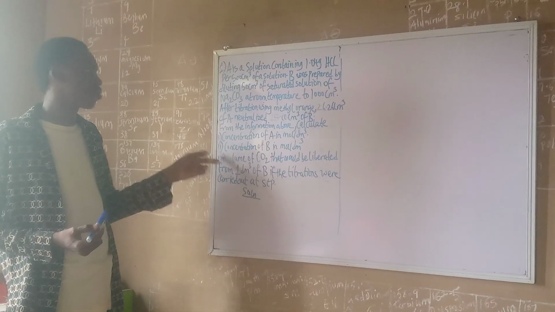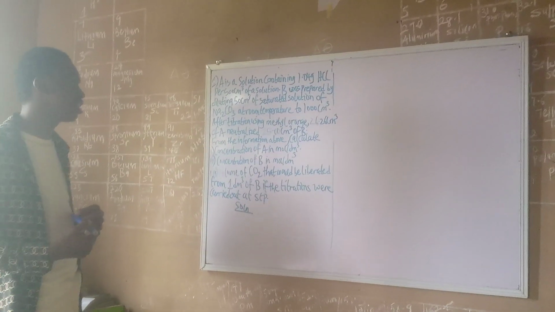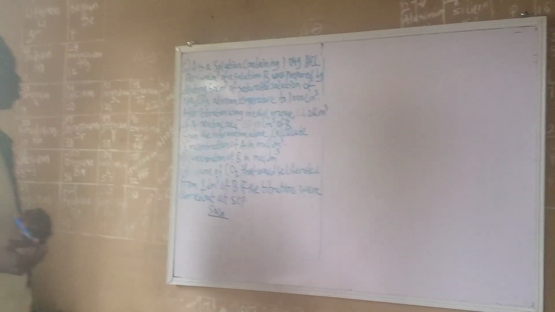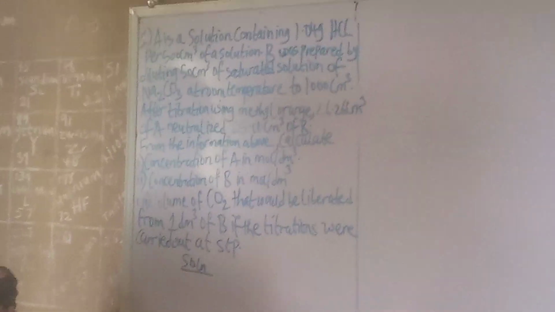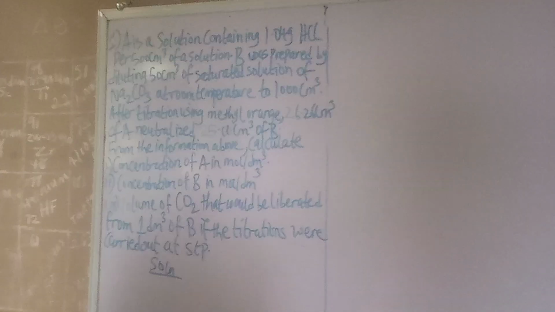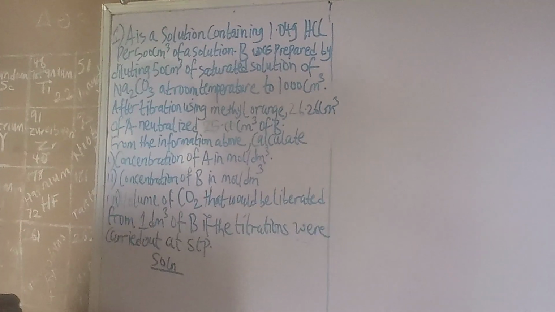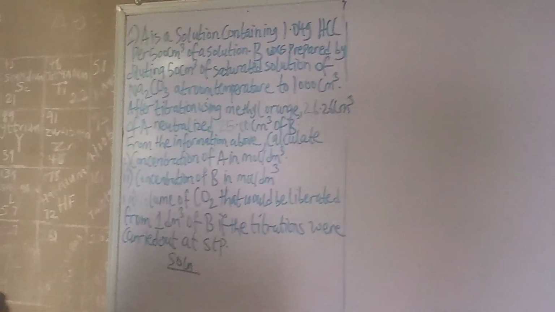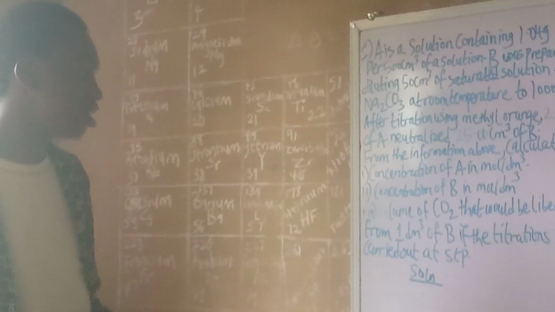From the information above, calculate: 1. The concentration of A in mole per dm³. 2. Concentration of B in mole per dm³. 3. Volume of CO2 that would be liberated from 1 dm³ of B if the titrations were carried out at STP. Now, the first thing we need to do here is 1.